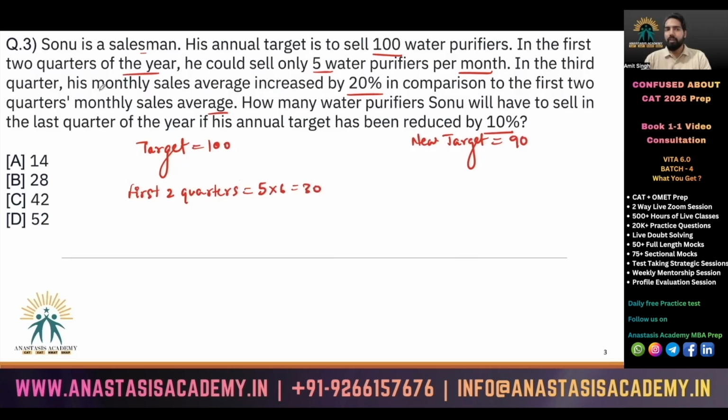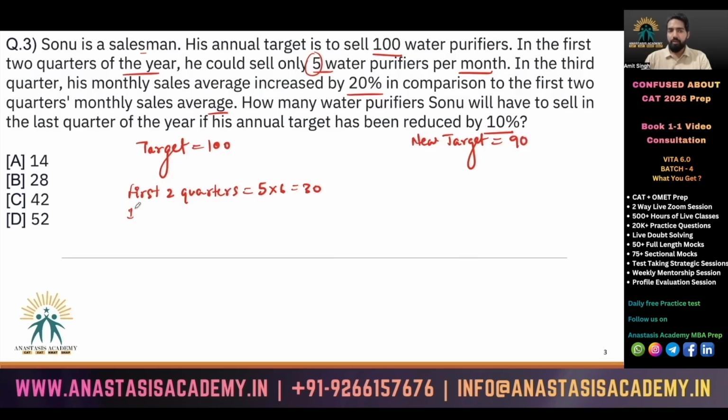In the third quarter, his monthly sales average increased by 20%. So if he was selling 5 water purifiers up till the last 2 quarters, now in this third quarter, he will sell 6, because the 20% increase of this value 5 would be 6 numbers, right? So 6 water purifiers per month.